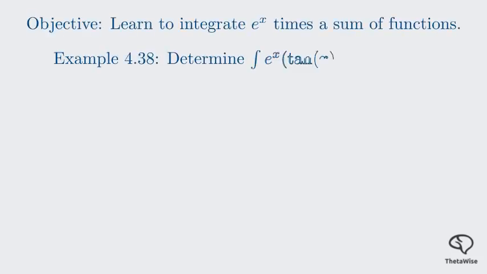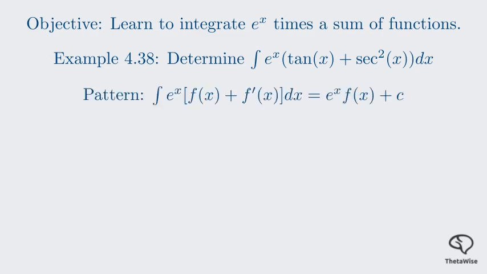We've reached our final example, which is another special case. Our objective is to learn how to integrate exponential functions that are multiplied by a sum of functions. We need to find the integral of e to the power of x times the quantity tan x plus sec^2 x dx. This one looks complicated, but it has a very elegant solution if you recognize the pattern. The pattern to look for is the integral of e to the x times a function f of x plus its derivative f prime of x.